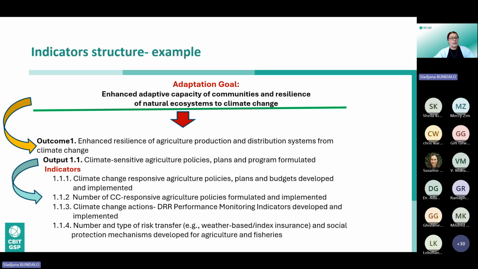And here we come to the indicators level, which are actually used to measure progress toward this output. We see here a mix of qualitative and quantitative indicators. One can be climate change responsive agriculture policies, plans, budgets developed and implemented. This tracks both formulation and implementation. Another one can be a number of climate change responsive agriculture projects formulated and implemented, a numeric count for monitoring. Then climate change actions like DRR performance monitoring indicators developed and implemented, etc. So this structure illustrates how we can build a coherent monitoring and evaluation framework that connects national goals with sectoral actions and measurable results.